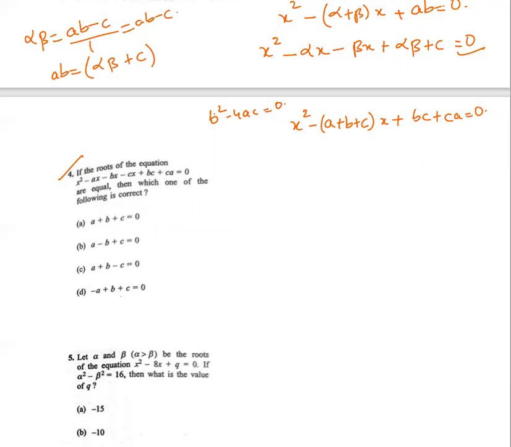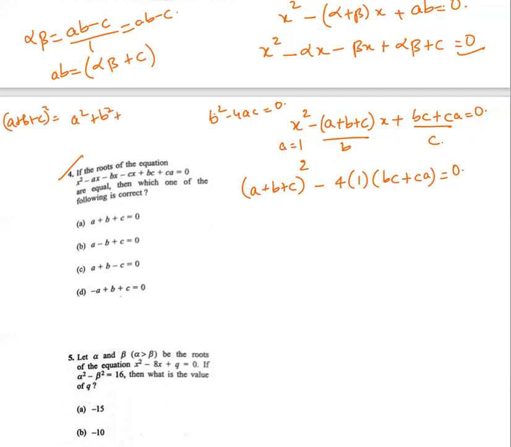So now what is b square? This complete thing is b, this complete thing is c, and a is equals to 1, the coefficient of x square. So b square matlab a plus b plus c whole square minus 4ac, where c is bc plus ca is equals to 0. Okay, now a plus b plus c whole square is how much? A plus b plus c whole square identity is a square plus b square plus c square plus 2 into ab plus bc plus ca. So this is the identity we are going to use here.